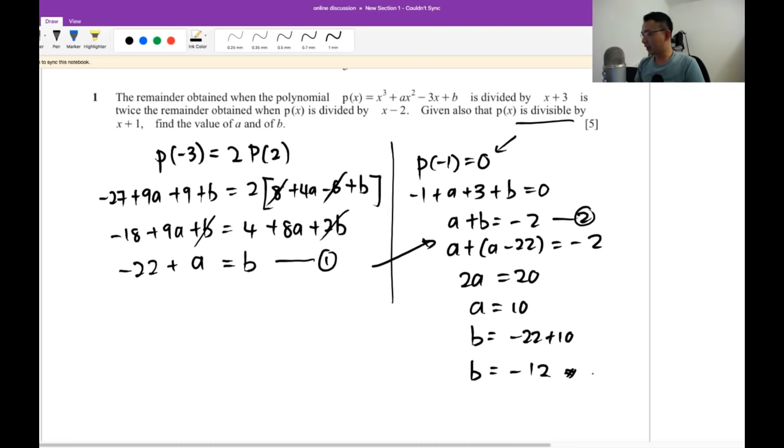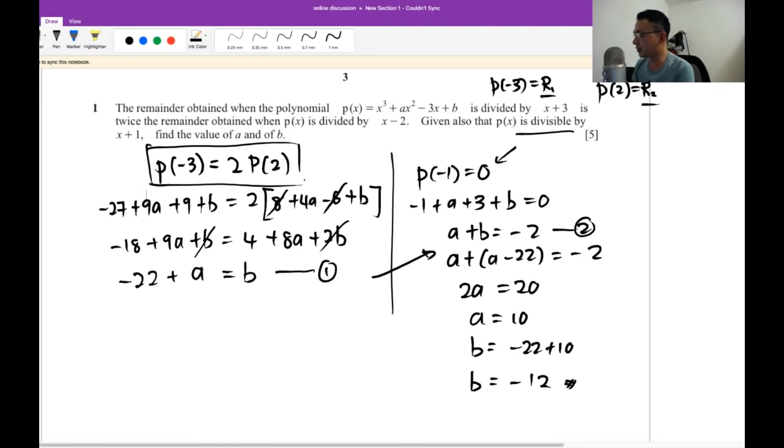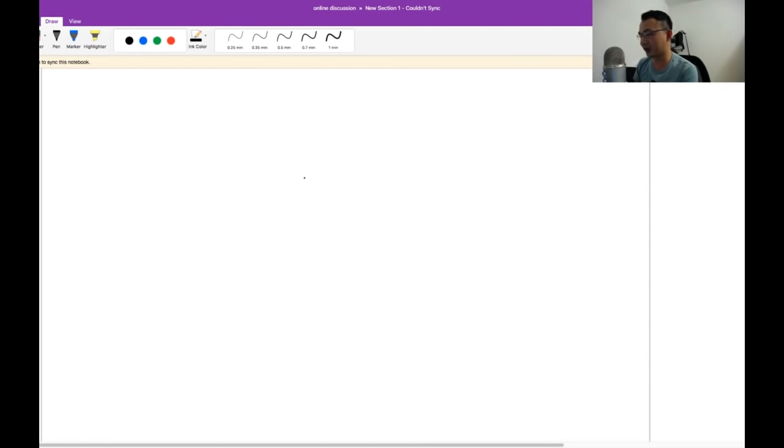So I hope you can understand when it says it's divided by x plus 3, basically it's something like p of negative 3, you will get one r value, r1, and it's twice the remainder when you divide it by x plus 2. That means when you p of 2, you will get another r value, but the relationship between both r values is it will be double of the other one. This is the reason why I can straight away write like this. So let's move on. This topic should be very easy for most of the students.